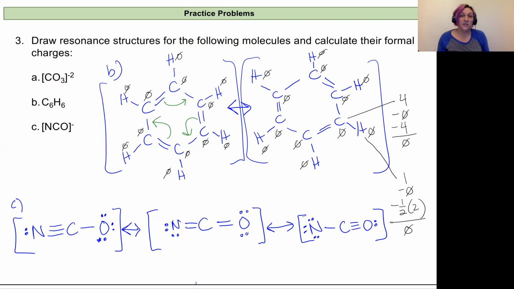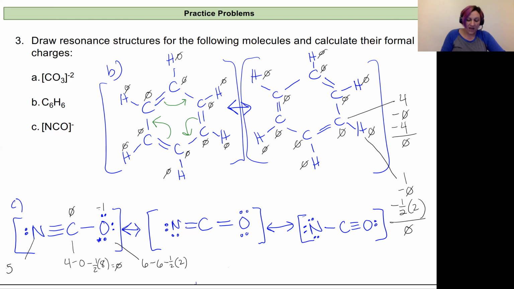Let's evaluate their formal charges because not all of these are going to contribute as much to our hybrid structure. So in our first one, our carbon is going to have 4 valence electrons minus 0 non-bonding electrons minus 1/2 of 8 bonding electrons. So that's going to equal 0. So it's going to have a formal charge of 0. Our oxygen here is going to have 6 valence electrons minus 6 that are in lone pairs minus 1/2 of my 2 bonding electrons for a formal charge of -1.